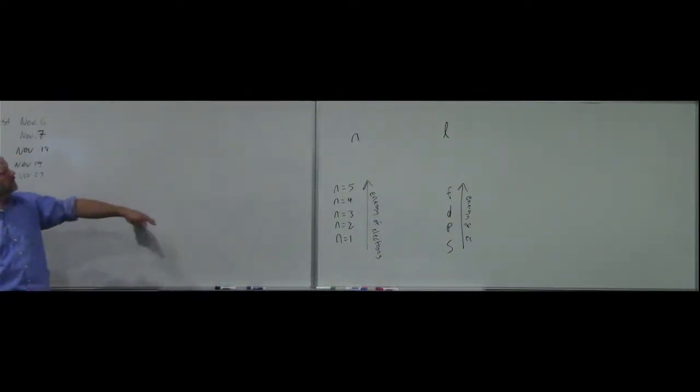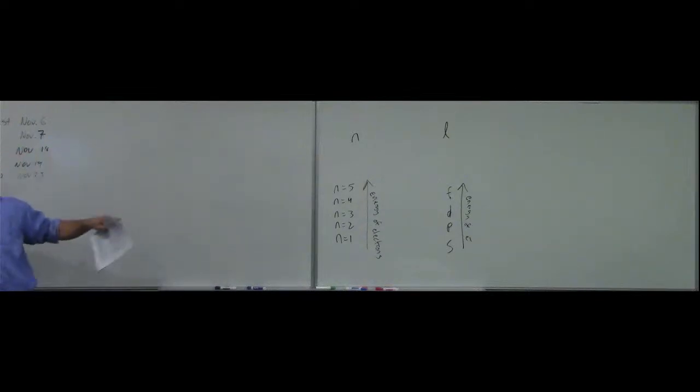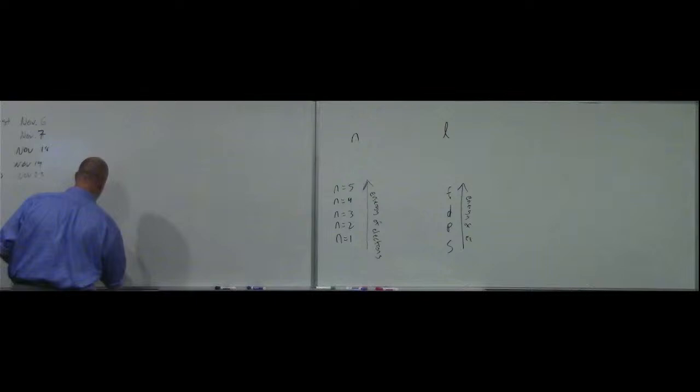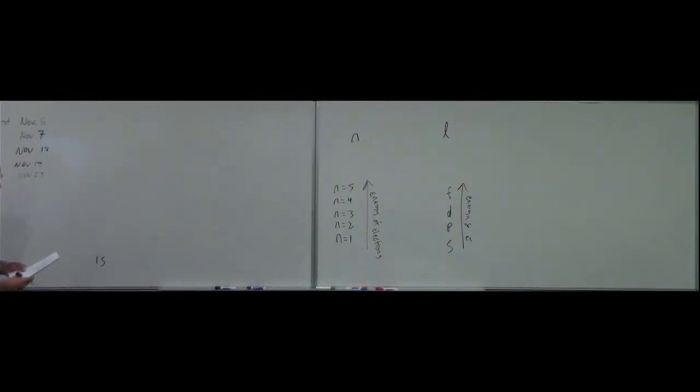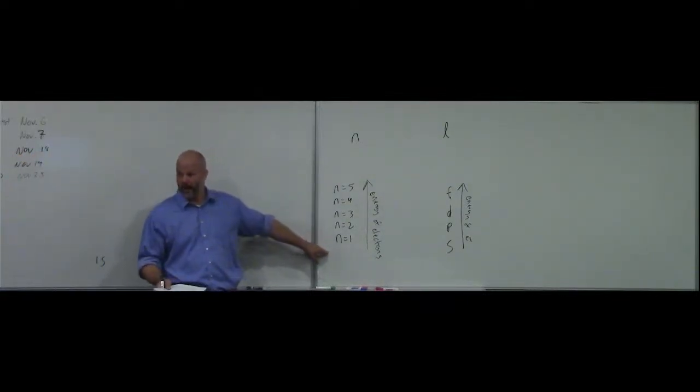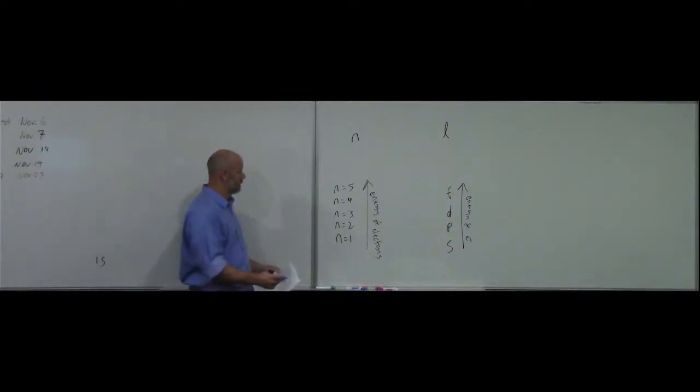Based on these two things, what's my absolute lowest energy level? n equals 1, and what shape? S. So my lowest energy level is going to be my 1s. My next lowest energy level, what should it be? 2s. Remember, the first one only holds s. They don't have any others, right? So we're done here.